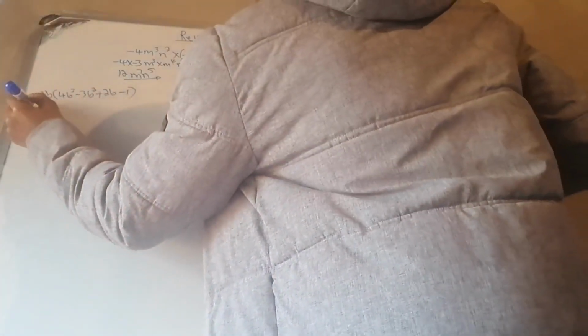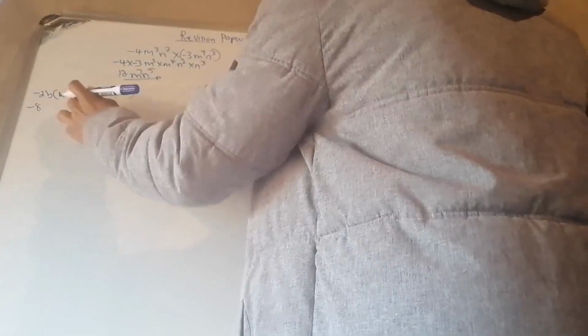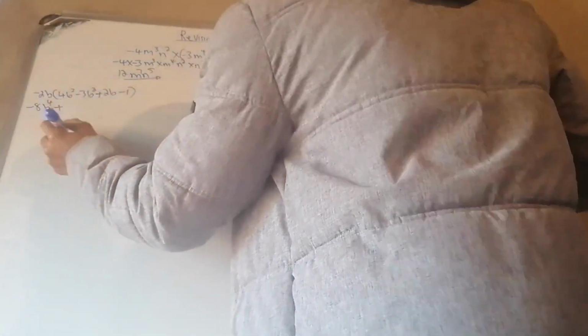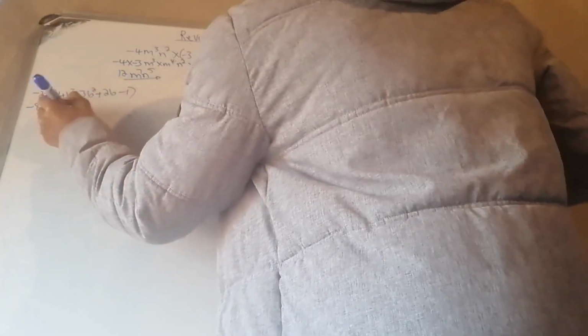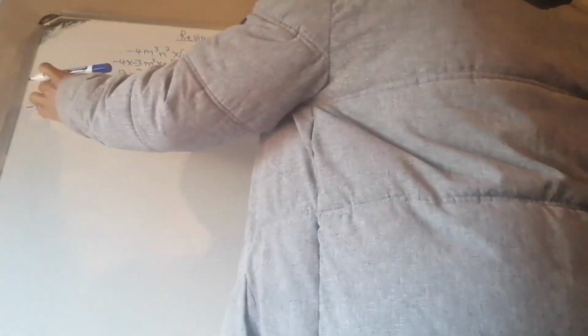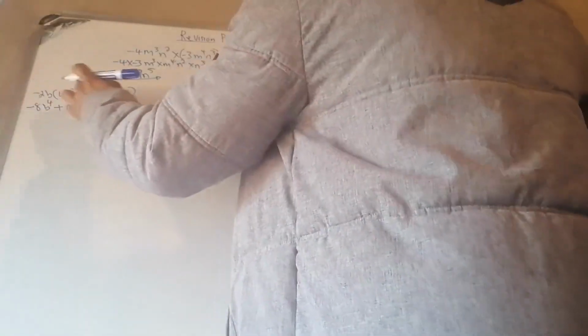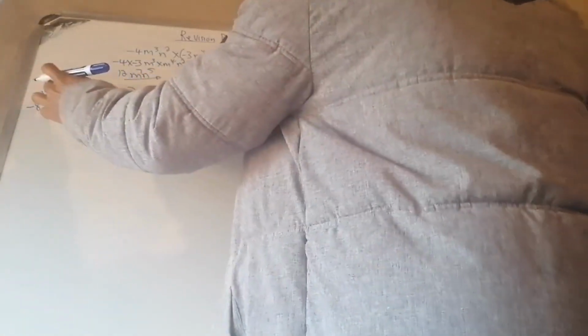Negative 2 times 4 is negative 8. B times b cubed is b to the power 4, because when we multiply, we add. Negative times negative is positive, 2 times 3 is 6. B times b squared is b cubed. Negative times positive is negative, 2 times 2 is 4. B times b squared. Negative times negative is positive. 2b times 1 is 2b.